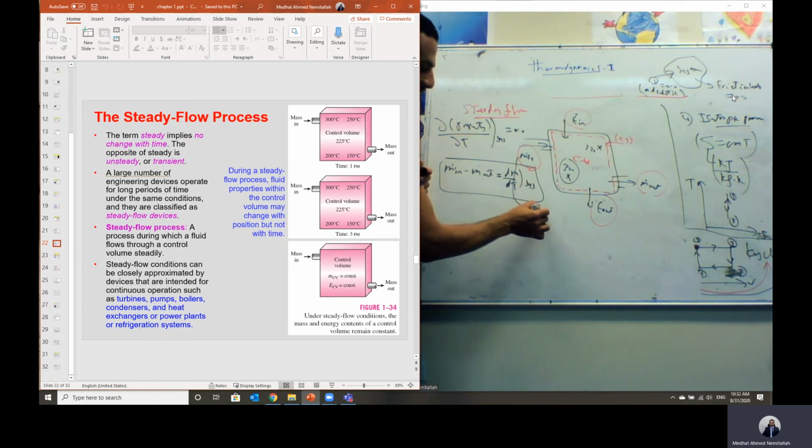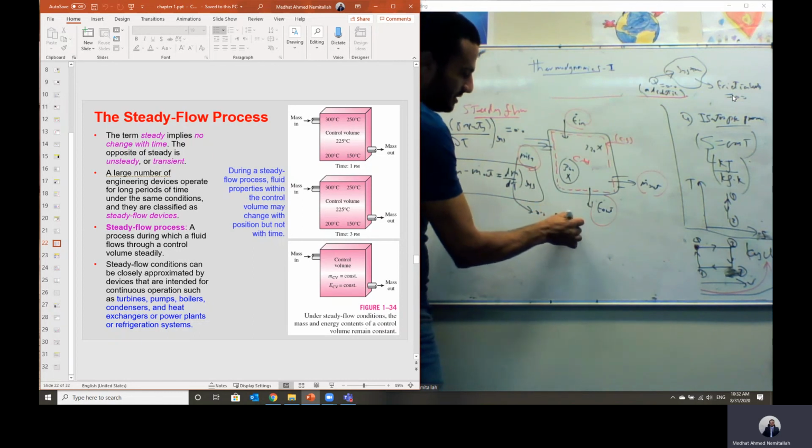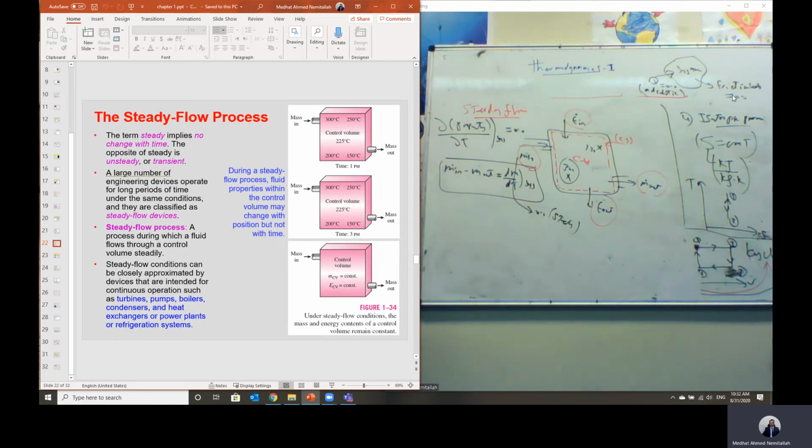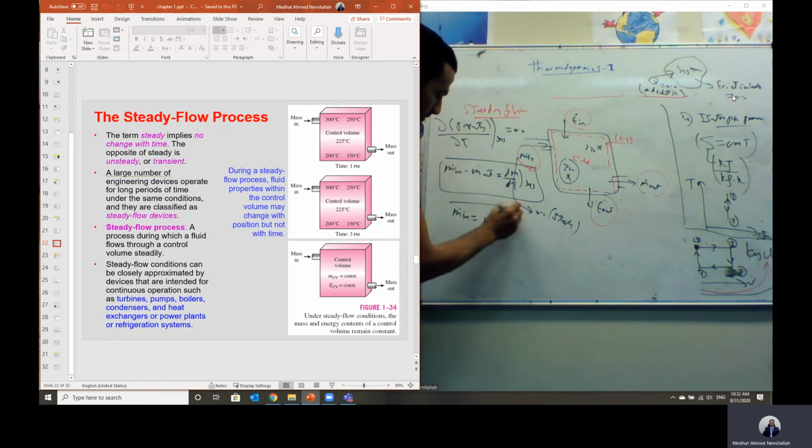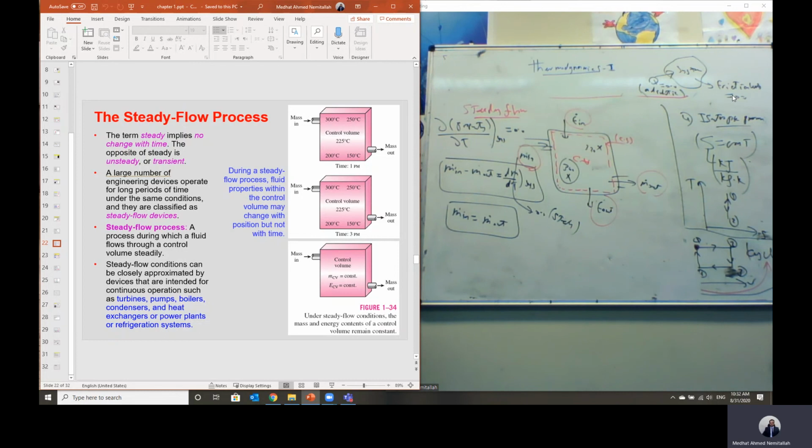This is the mass equation, with dm by dt. If this system is a steady flow, then we don't have a change of mass with time. So dm by dt will equal 0, and that means the mass flow rate into the system should equal the mass flow rate out of the system. This is the meaning of a steady flow. So if we have a steady flow, the mass flow rate in should be the same as the mass flow rate out.